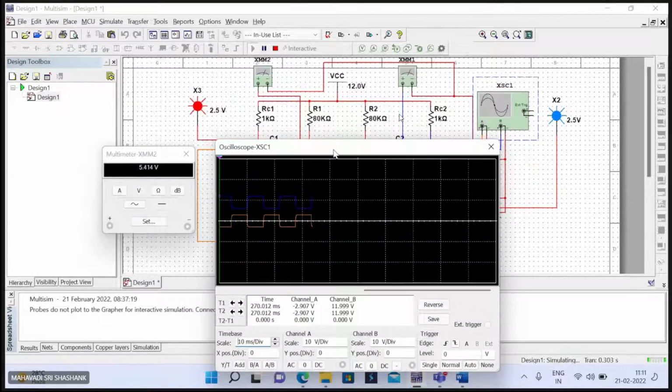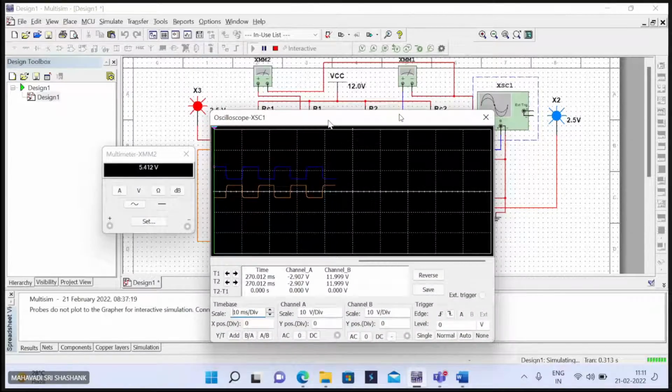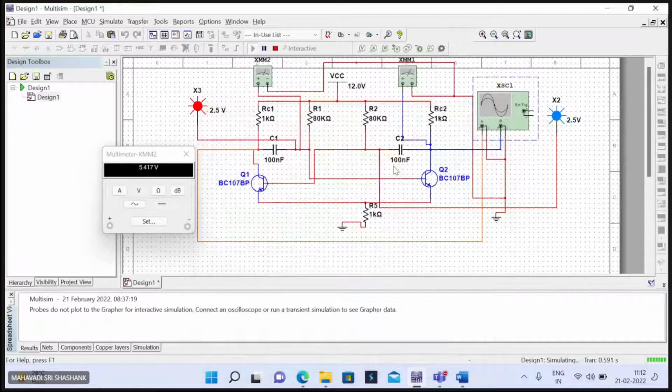Also, your LEDs are blinking alternately, right? Definitely. That means when the current is flowing through one side, that side's LED is glowing, and when the current is flowing through the other side, that side's LED is glowing, right? Yes, ma'am. So that's correct. That's all you have to do.